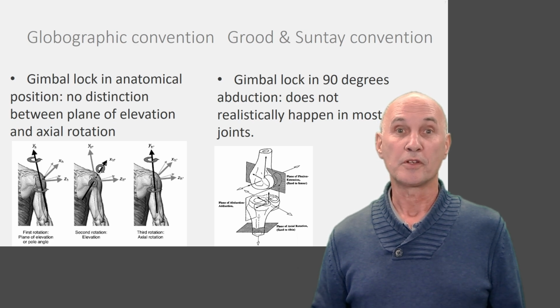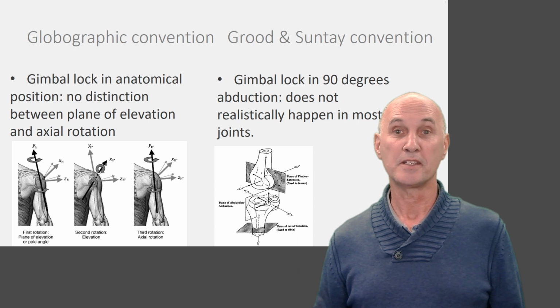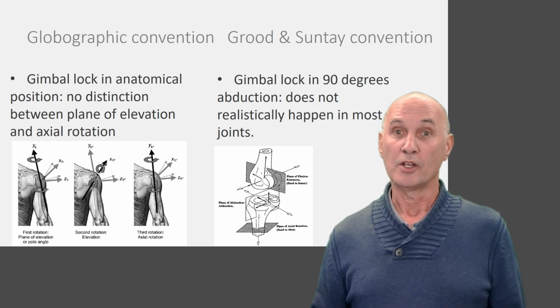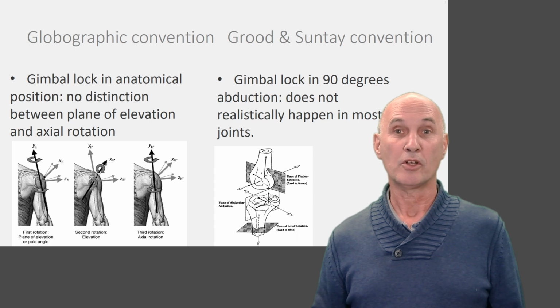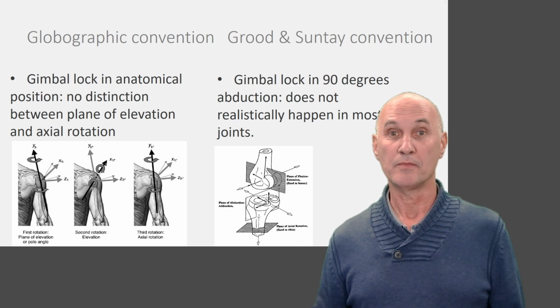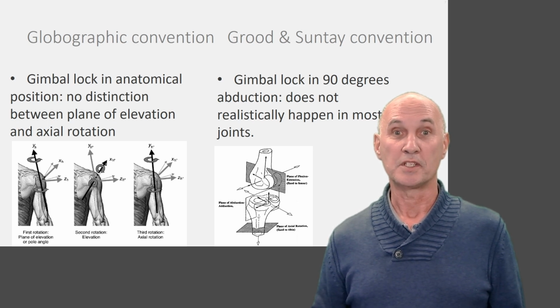The reasoning for using the globe graphic convention for the arm is that with the Cardan and Euler convention a 90-degree elevation angle would lead to gimbal lock. In the globe graphic convention, gimbal lock occurs when the elevation angle is 0 or 180 degrees, which is either not a very interesting posture or does not realistically happen.